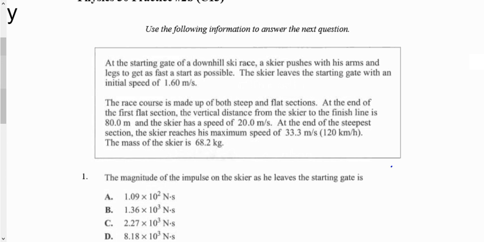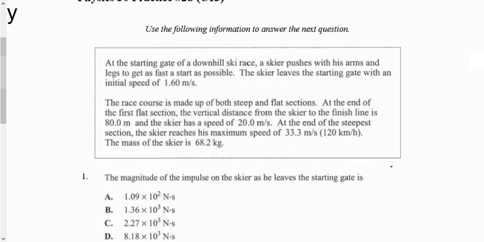The race course is made up of both steep and flat sections. It goes on to describe the steep section and the flat section. The question says, the magnitude of the impulse on the skier as he leaves the starting gate. We will often see multiple paragraphs of information, sometimes a full page of information, the vast majority of which is not relevant to the question.